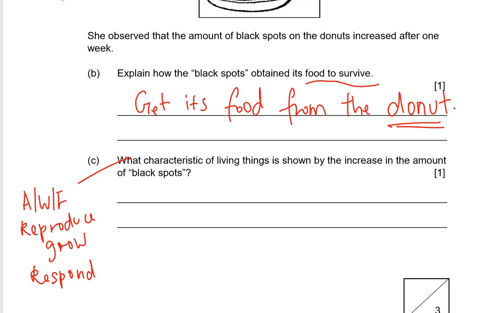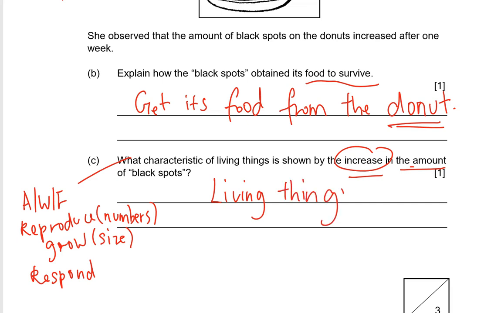So 4 characteristics. Now, when we talk about grow, you talk about size. When you talk about reproduce, you talk about numbers. From 1 become 2, 2 become 4, and so on. So when you have an increase in the number, in the amount means number, right? The only characteristic that you can say is living things reproduce. Nothing about growing, in case some of you are writing about grow, because they didn't mention the size. They mentioned the amount. So it has to be reproduce, nothing else. Okay, so if you have written something like reproduce, it is a correct answer already.